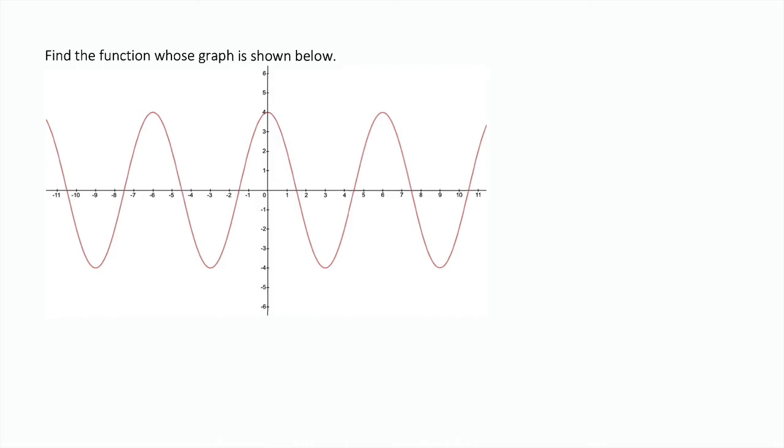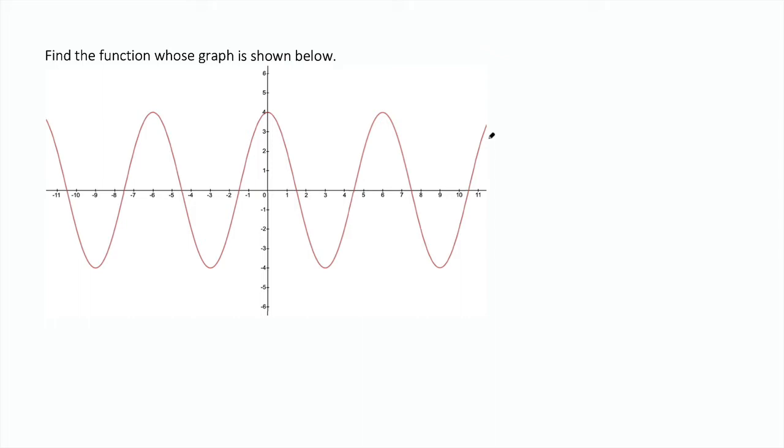Find the function whose graph is shown below. So here we obviously have a sinusoid, and so it's either sine or cosine. And really, any sinusoid could be written as either a sine or cosine, but usually there's just going to be one that's easier to see.